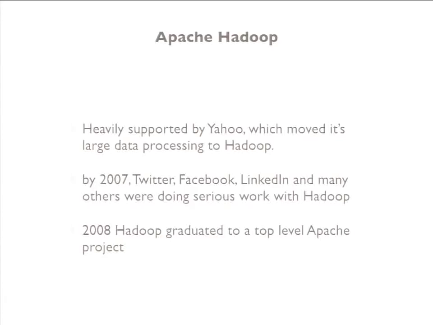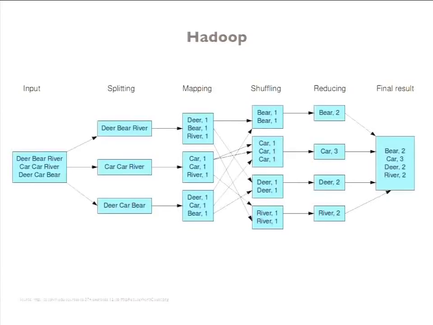In its early life, Yahoo was really the champion of Hadoop. It employed some of the core contributors, threw a lot of money at it, and they moved all their large data processing to Hadoop, and it was really, really successful. So eventually, in 2007, there are all these big companies doing their large data processing on Hadoop. And in 2008, Hadoop graduated as a top-level Apache project, which is a measure of success.